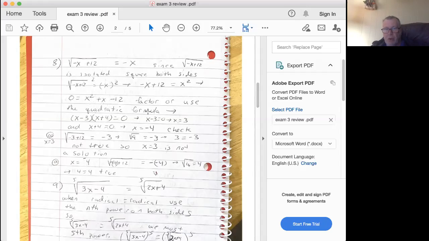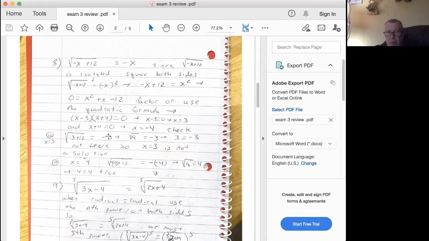We can either factor or use the quadratic formula. I chose to factor. When I factor this, I get x minus 3 as one quantity and x plus 4 as the other quantity. So this means using the factoring method to solve this equation, x minus 3 equals 0, or x equals 3. And another possible solution would be x plus 4 equals 0, or x equals minus 4.